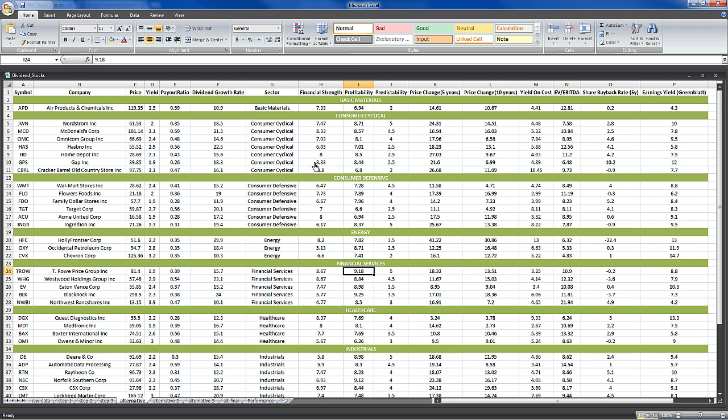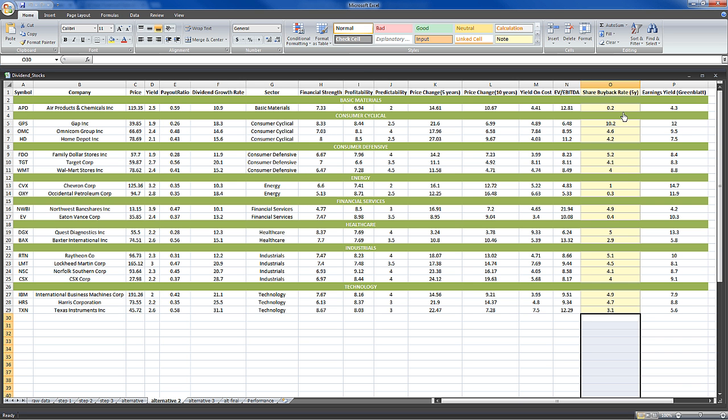So you can do this on a sector-by-sector basis as well, and this is kind of what that would look like. Once again, filtered by the share buyback rate, and just kept the top 3 or 4 in each group. So I'm not looking at them as a whole. I'm looking at them by each sector to be sure we maintain some stocks in each sector.